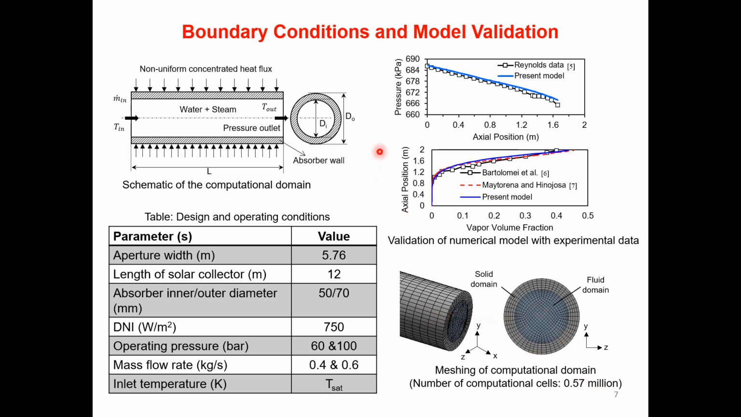The discussed two-fluid model has been validated with the experimental data. The pressure variation along the length is validated with the experimental data of Reynolds, and the vapor volume fraction variation along the length is validated with the experimental data of Bartolomei et al. and numerical data of Maitorna and Hinjosa.